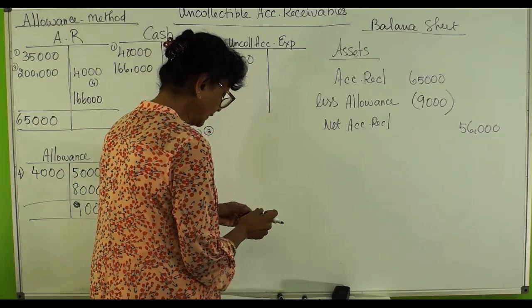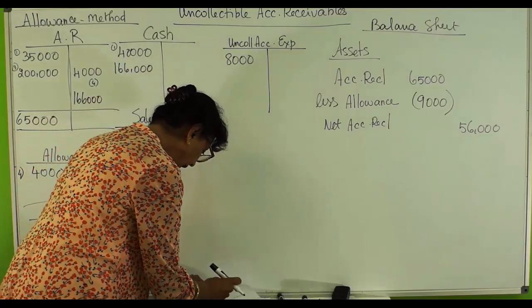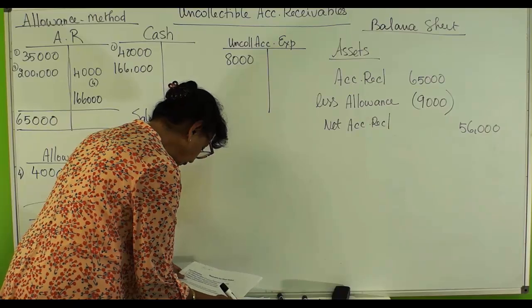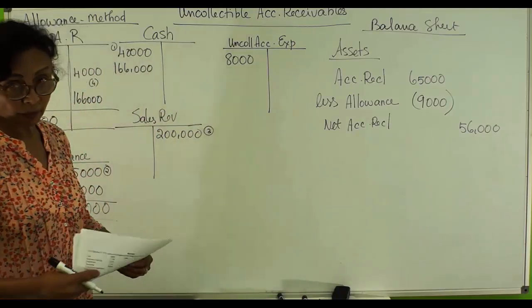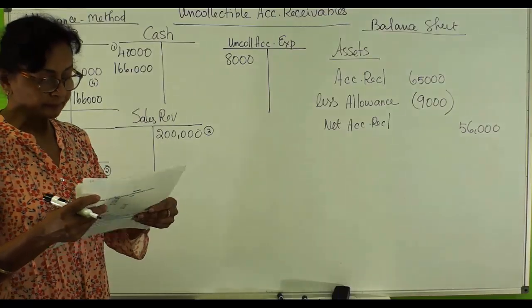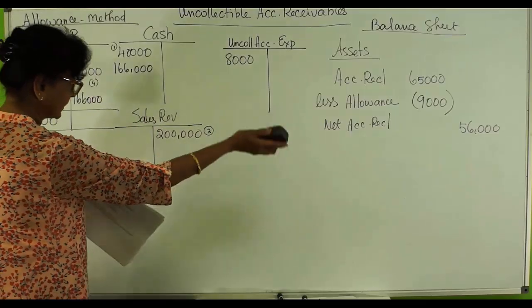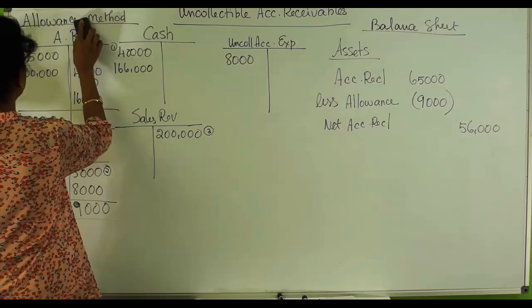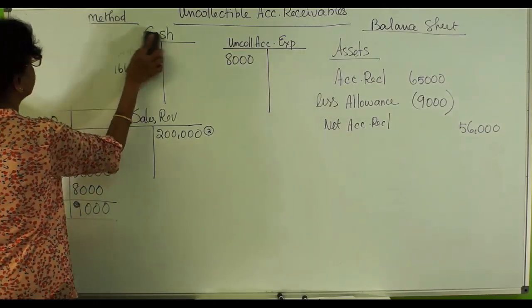Now, in the direct method, the company will not maintain the allowance account. So here we are going to the illustration for the direct method. This is the example in the PDF file for the allowance method. Now we are going to the illustration for the direct method.